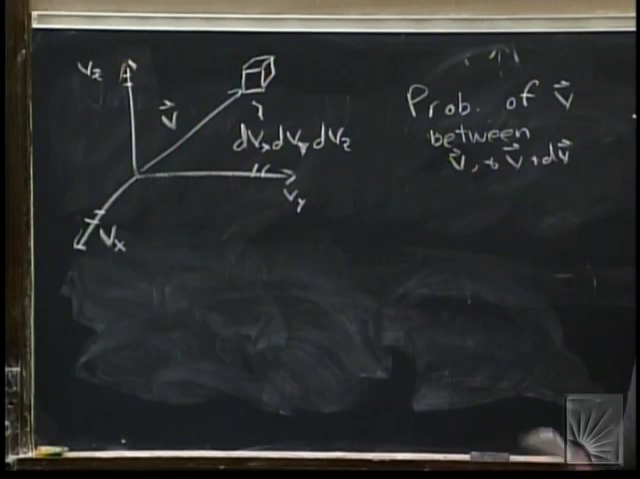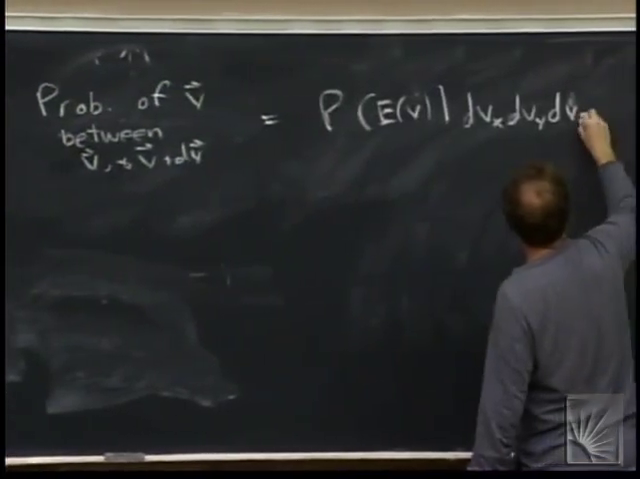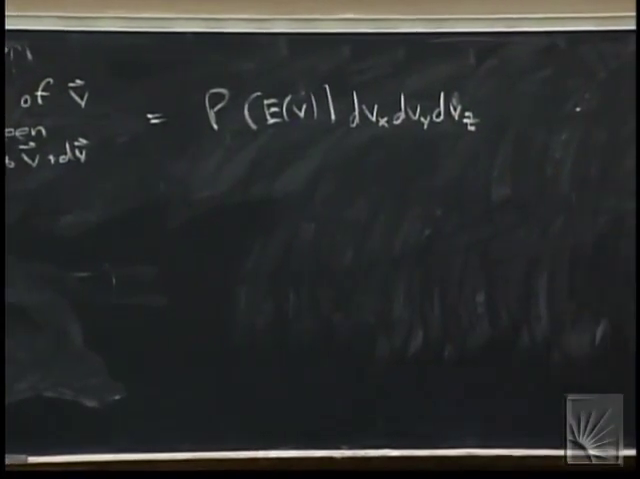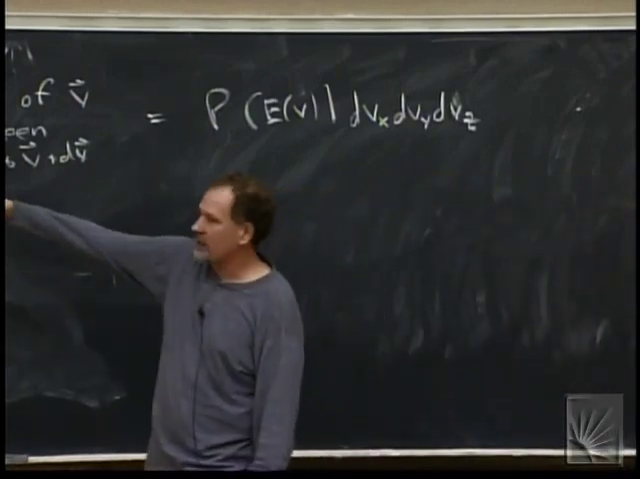So that is just the probability of having the energy, which is a function of velocity, times dVx, dVy, dVz. That's all. Very straightforward. Now, where it's not exactly straightforward is that's not a good way to talk about it.